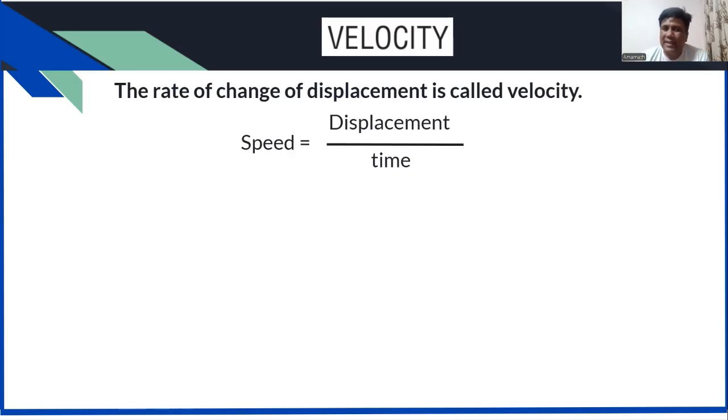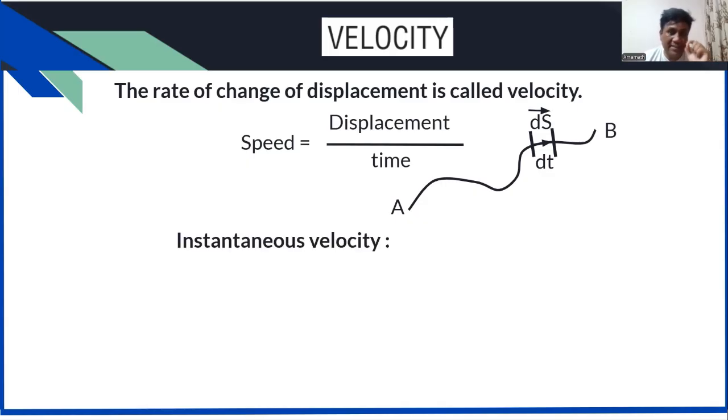Let us take a similar example. Say this is a zigzag path. I need to go from point A to the other end, B. The path is a zigzag one, but if I take any small segment in between, in this segment also I am going to get a small displacement, given by the arrow, that is a ds vector. To cover the ds displacement, I need some dt time. That ratio ds by dt is called instantaneous velocity, meaning velocity at that moment.